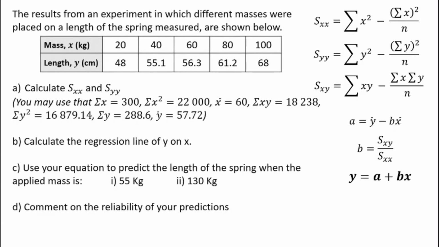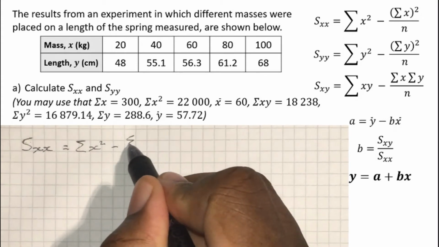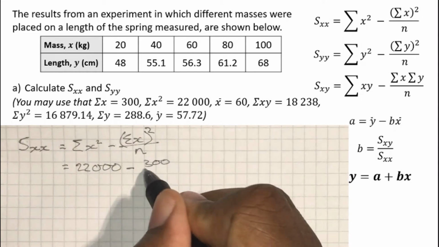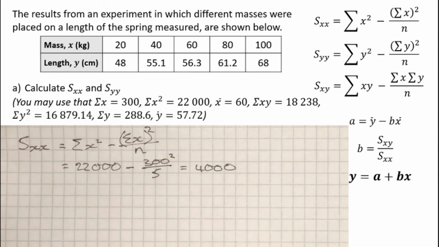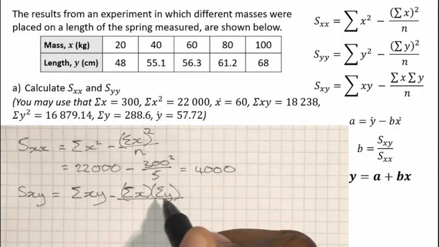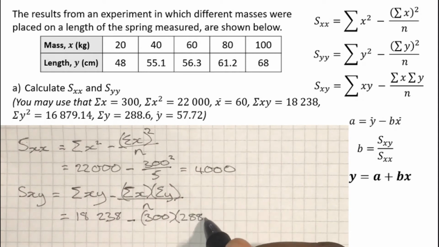Okay, so let's try an example. Here we have some data that's been collected from adding a mass to the end of a string and seeing how far the string expanded. We're asked to find S of XX and S of YY using the summary statistics given. So really it's about recalling the formula, sum of X squared minus sum of X squared over N, and substituting, so we get 4,000. Formula, sum of XY minus sum of X, sum of Y, over N. Substitute in, we get 922.